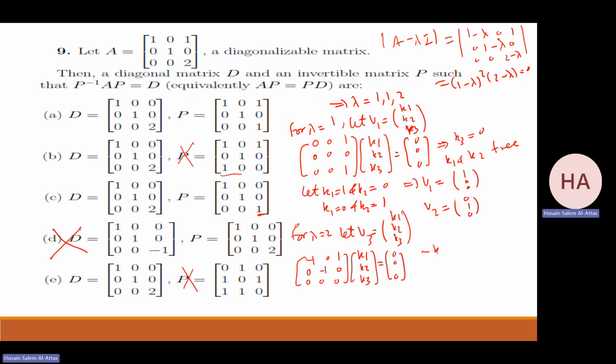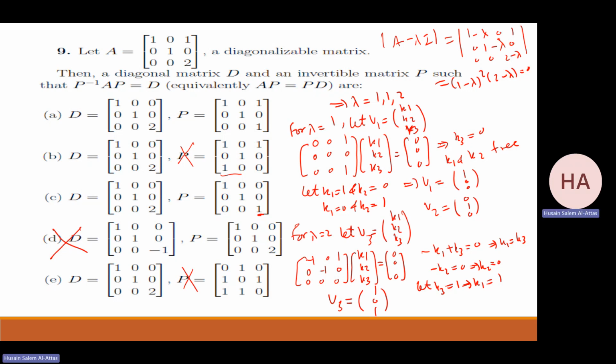So I have minus K1 plus K3 equals 0, and I have minus K2 equals 0. So I have K2 equals 0, and K1 equals K3. I let K3 equal 1, so K1 will be 1. K3 will be the free variable. So what is V3? It will be 1, 0, 1.